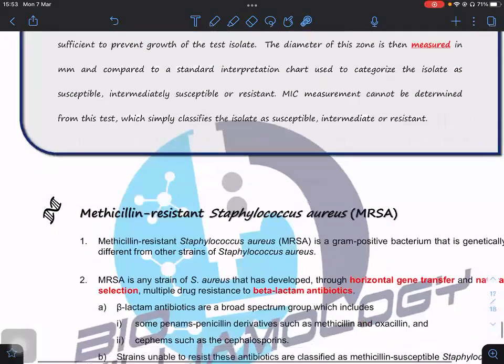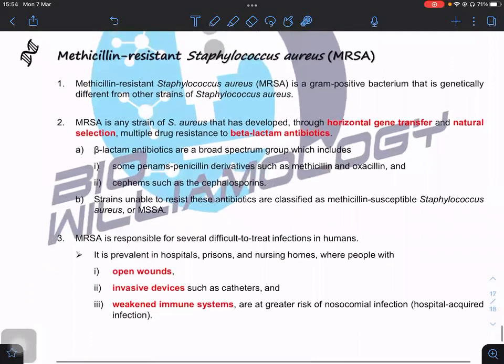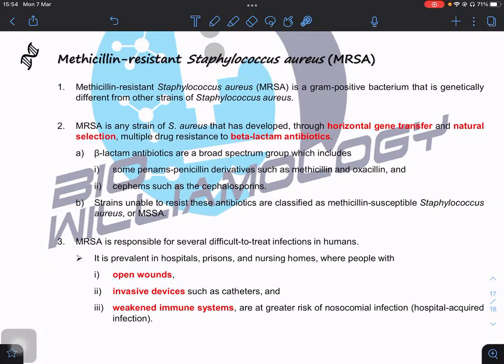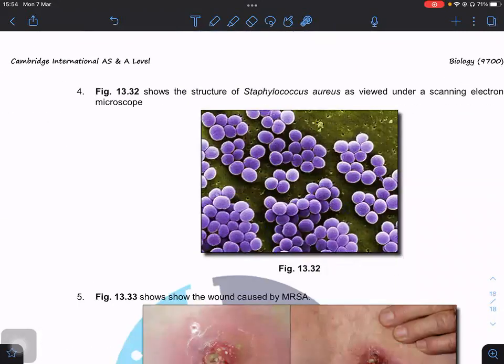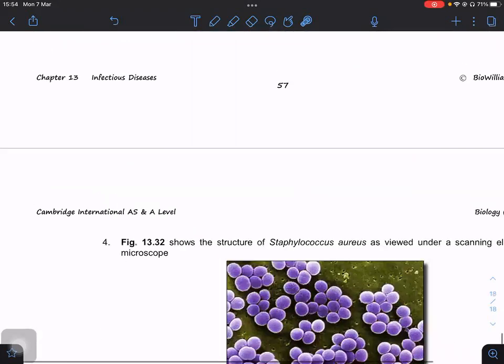For the last part, we look at methicillin-resistant Staphylococcus aureus, called MRSA. This methicillin-resistant Staphylococcus aureus is a gram-positive bacterium, genetically different from other strains of Staphylococcus aureus. Now, coccus means round shape. Staphylo means forming a bunch, like a grape. So the bacteria is something like this. Can you see that? It's a coccus. This form is called Staphylococcus. We have another one called Streptococcus. Strepto means forming a chain. Are you clear? Streptococcus. Okay, so this is Staphylococcus.